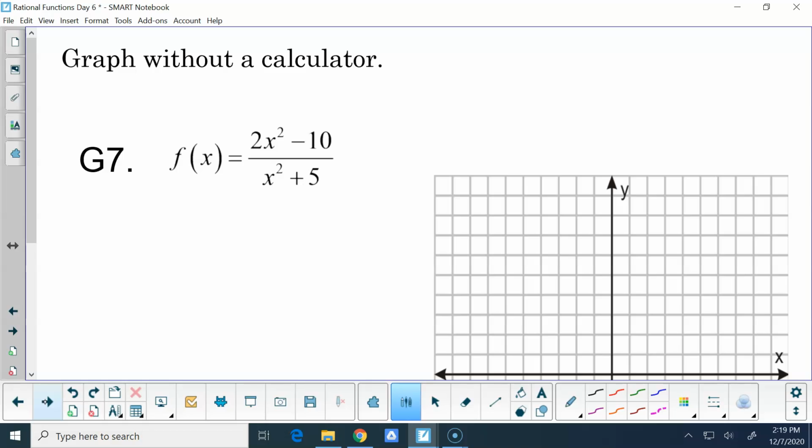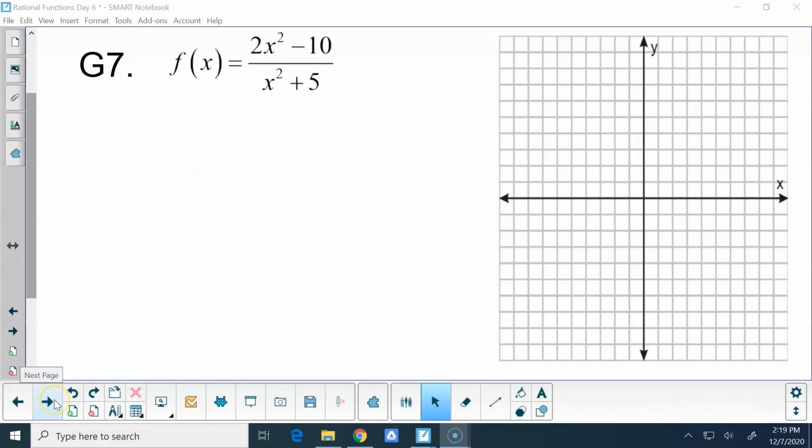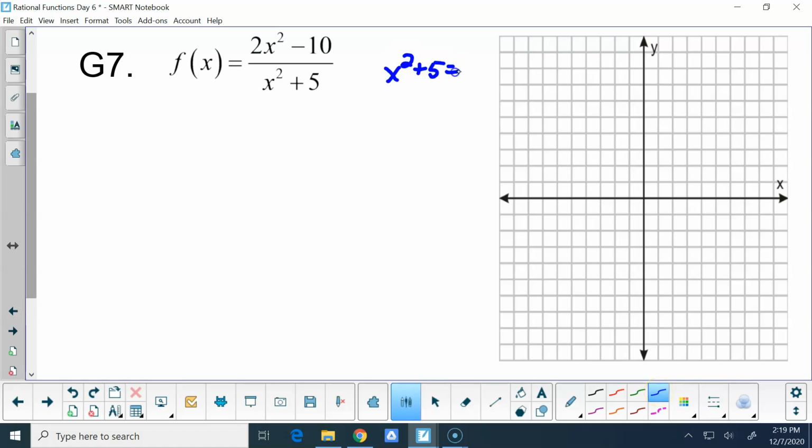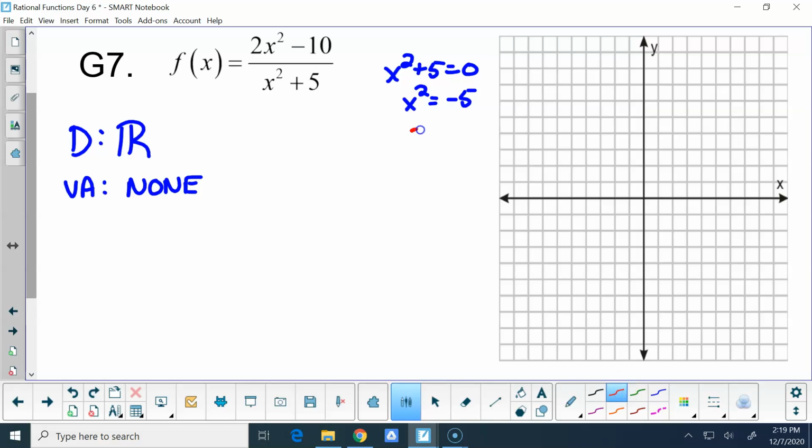Try this one without the use of the calculator. Step 1, find the domain. X squared plus 5 equals 0. So that's going to be x squared equals negative 5. That's going to be imaginary. So I know already that my domain is all real numbers, which means I don't have any vertical asymptotes, because there's no restrictions. So the degree of the top is 2.